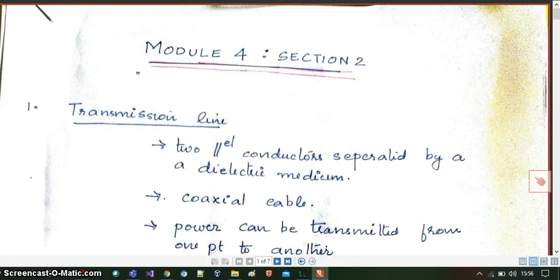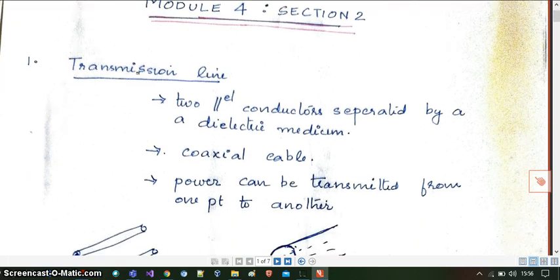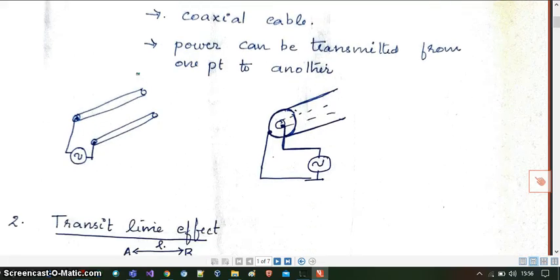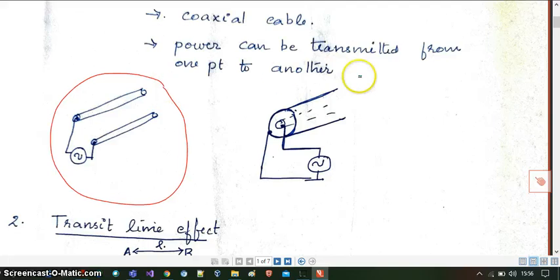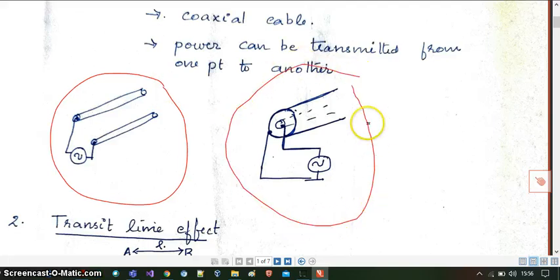Good morning all. We'll start our fourth module. First topic is transmission line. So, what is transmission line? In this figure, you can see two different transmission lines. This one and this one.